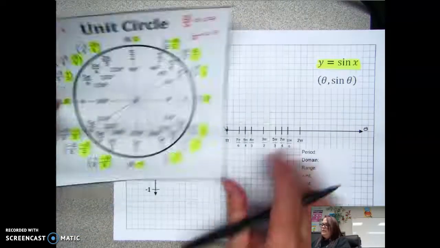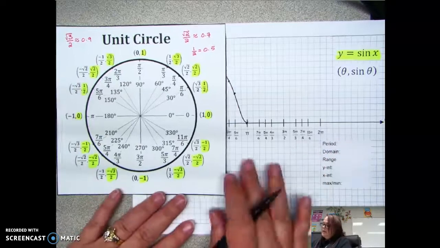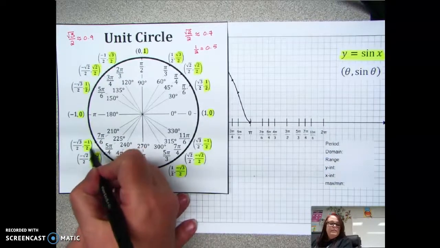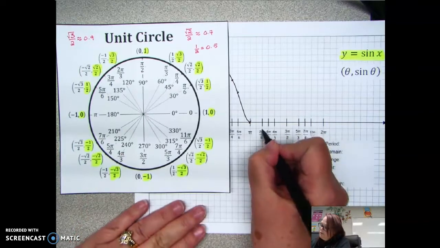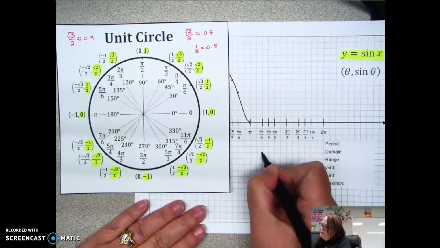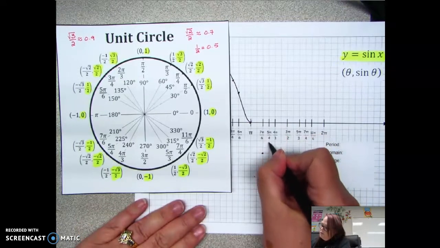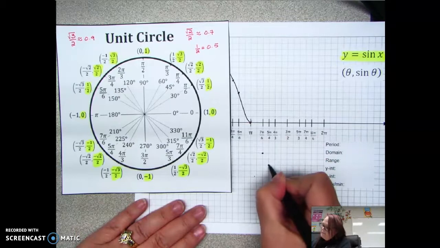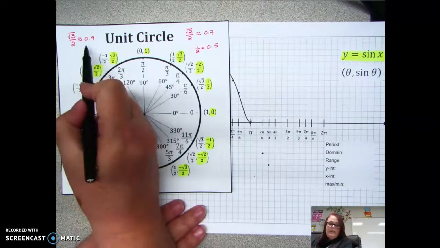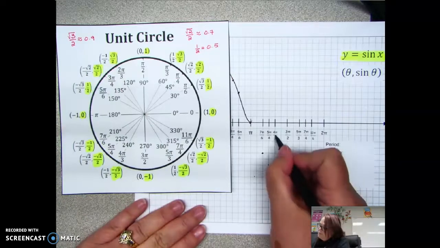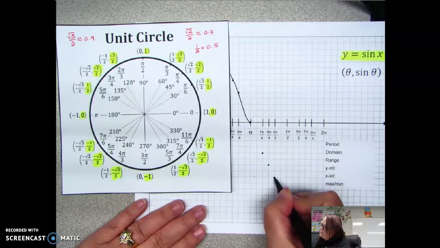So then we want to continue that graph. I'm going to move this over. And if I go to 7 pi over 6, you'll see that highlighted as negative 1/2. So that means I'm going to go down 1, 2, 3, 4, 5. At 5 pi over 4, we're going to go down 1, 2, 3, 4, 5, 6, 7. At 4 pi over 3, we're going to go down. Remember, we said that was 0.9. So 1, 2, 3, 4, 5, 6, 7, 8, 9.